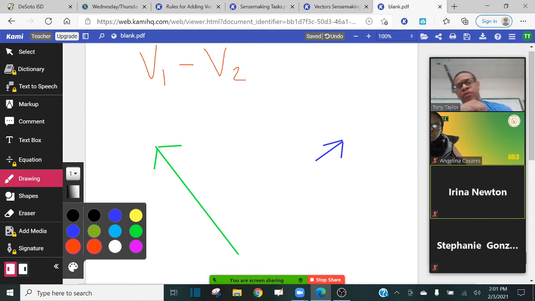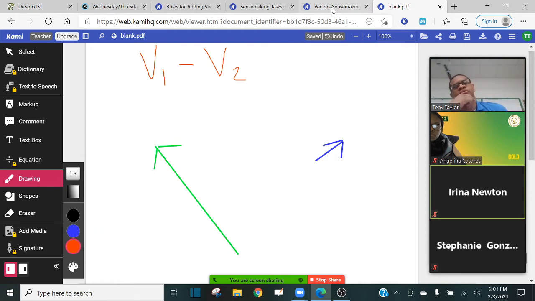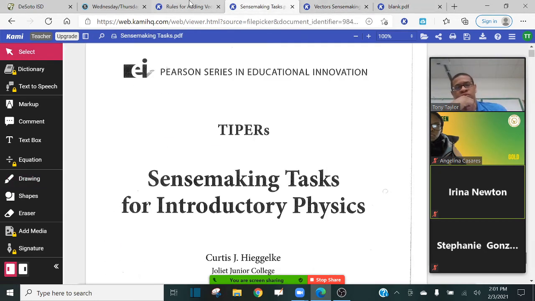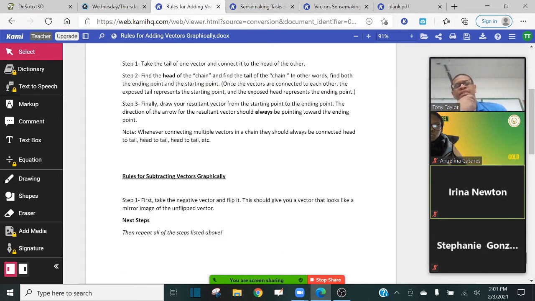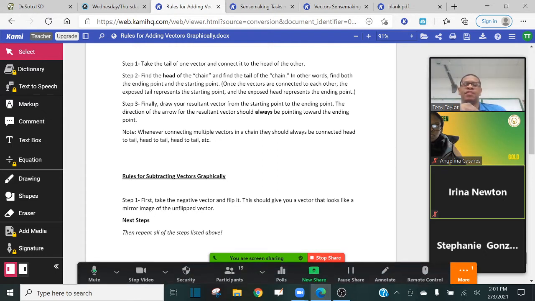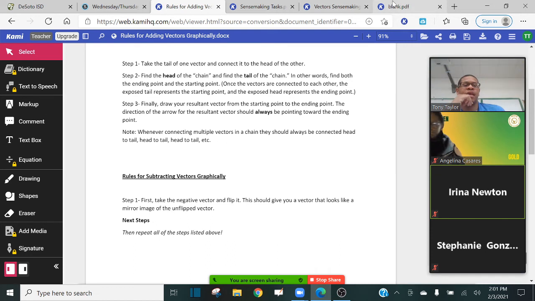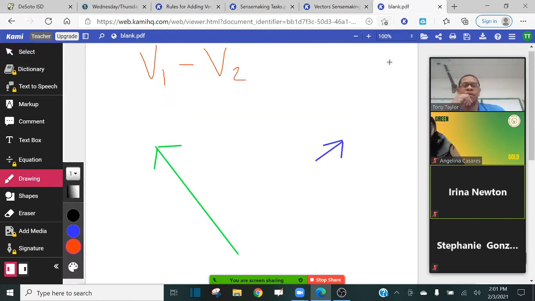Okay. Well, whenever you're subtracting vectors, the rule says basically what you do is you take the vector that has a negative in front of it and you flip it. This should give you a vector that looks like a mirror image of the unflipped vector. And as soon as you do that, then you just repeat these steps from above. Okay. So whenever you're subtracting vectors, you want to take the vector that has a negative in front of it and you want to flip it. Okay. So guys, look at v2. Okay.